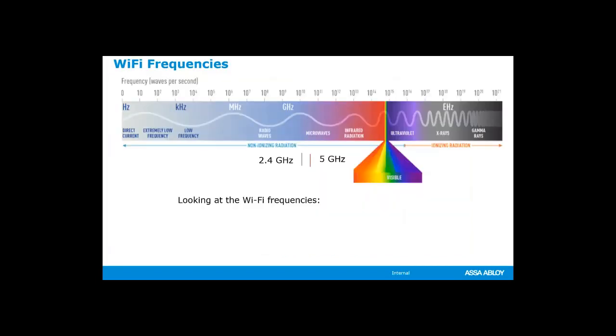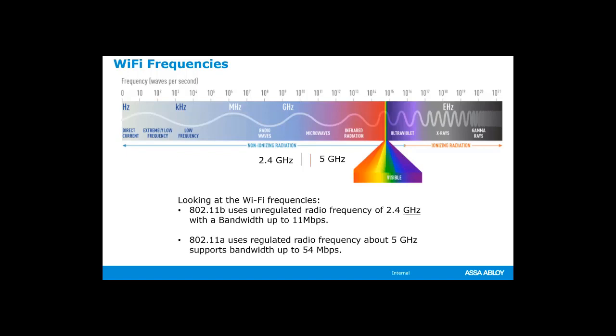Looking at the Wi-Fi frequencies, 802.11 is an unregulated radio frequency of 2.4 gigahertz with a bandwidth of up to 11 megabits per second. 802.11a is a regulated radio frequency at about 5 gigahertz and supports bandwidths up to 54 megabits per second.